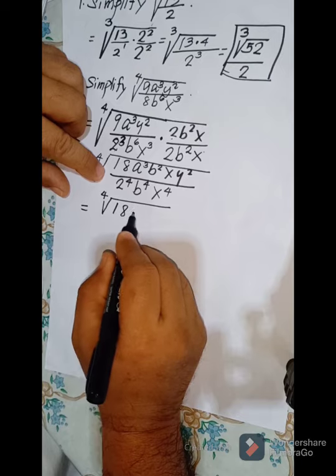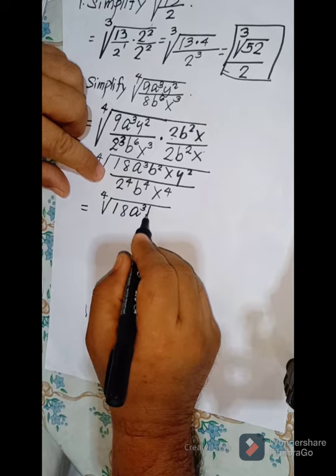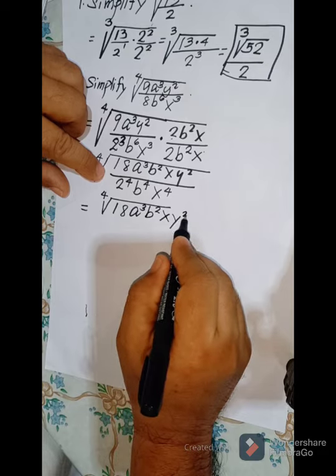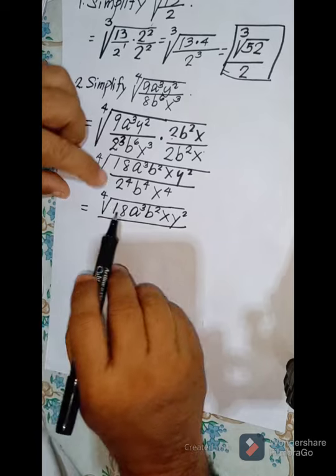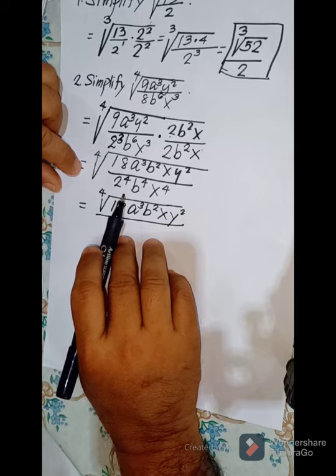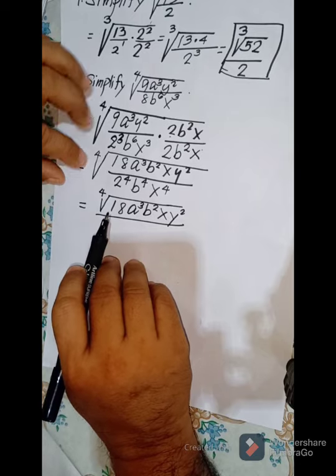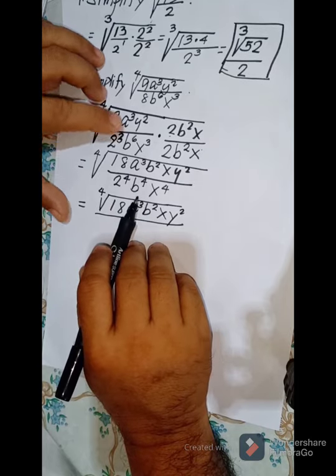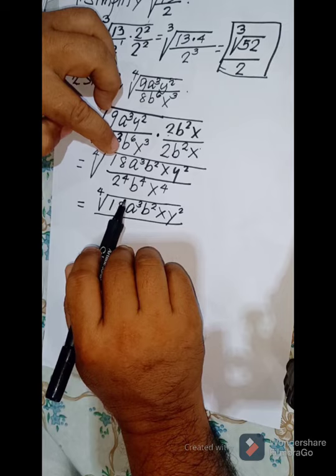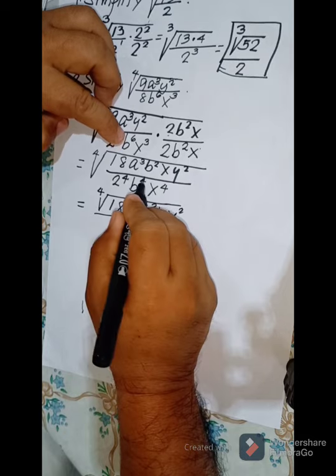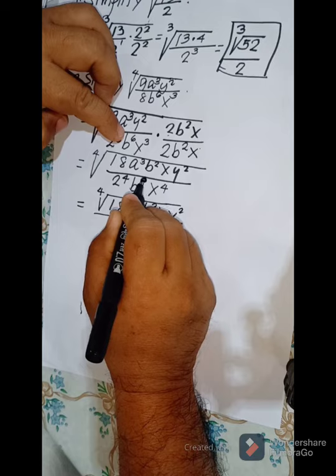18 a cubed b squared x y squared over, take note that we are removing 2bx from the radical. Why? Because the exponents are perfect powers. So I committed a mistake here. b to the power 6 times b to the power 2 is actually b to the power 8. So I stand corrected. This is b to the power 8.